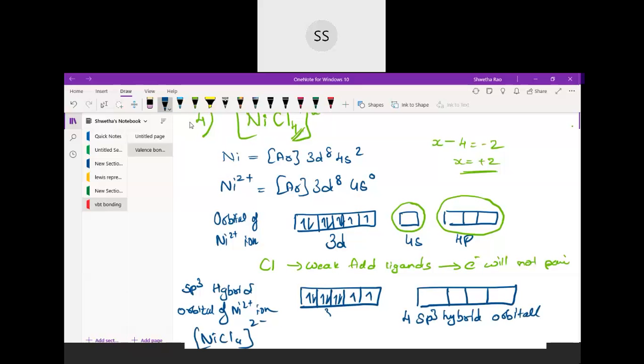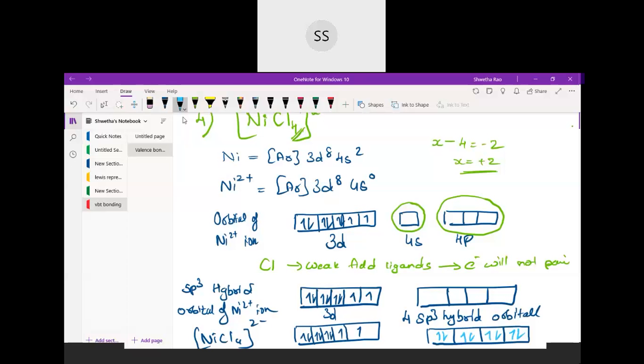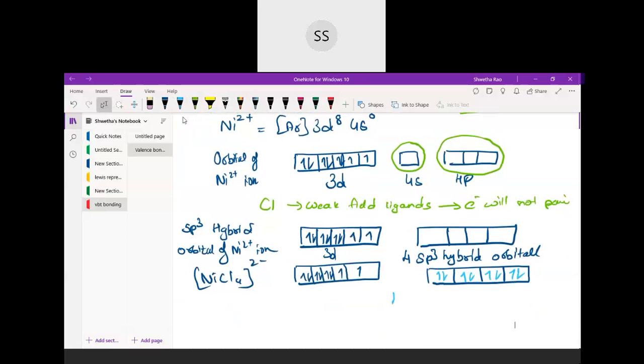These are the 3d orbitals. We will copy them as they are. Then, when you are drawing the orbitals, inside them you have to put the electrons of the ligand, so that is 2 electrons each. I am putting the electrons of the ligand here. Then you can write that the 4 sp3 hybrid orbitals are occupied by 4 Cl ligands. Okay, 4 Cl ligands over.